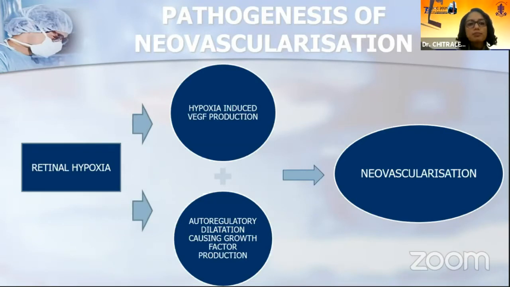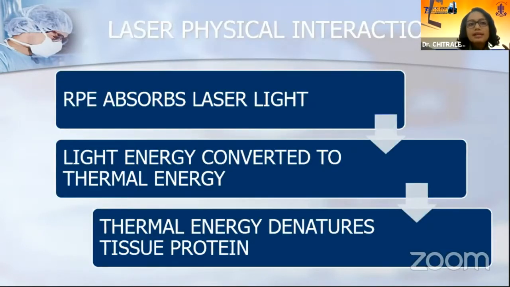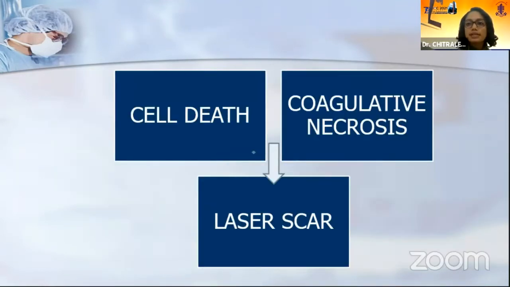Whenever there is retinal hypoxia, there is hypoxia-induced VEGF production along with autoregulatory dilatation causing growth factor production. Both these factors together cause neovascularization. When laser application is done, there is a physical interaction of the laser with the retinal tissue, where the RPE absorbs the laser light. The light energy is converted to thermal energy, and thermal energy causes denaturation of the tissue protein, resulting in cell death and coagulative necrosis, forming the laser scar.